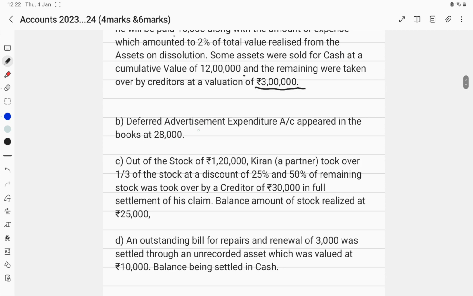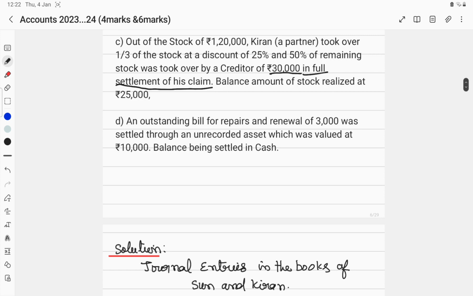B. Deferred advertisement expenditure account appeared in the books at 28,000. C. Out of the stock of 1 lakh 20,000, Kiran took over one third of the stock at a discount of 25% and 50% of the remaining stock was taken over by a creditor of 30,000 in full settlement of his claim. Balance amount of stock realized at 25,000. D. An outstanding bill for repairs and renewal of 3,000 was settled through an unrecorded asset which was valued at 10,000, balance being settled in cash.